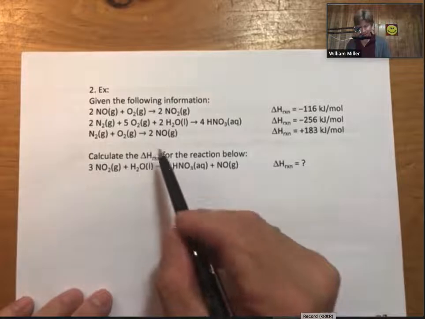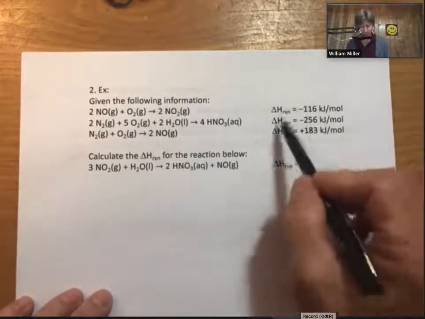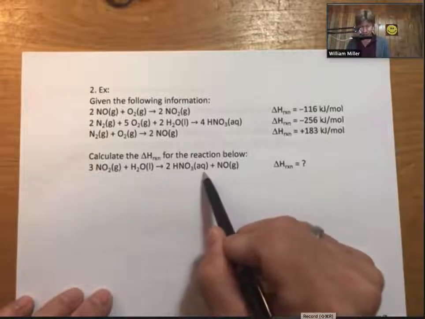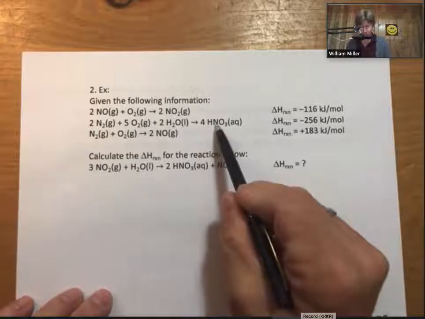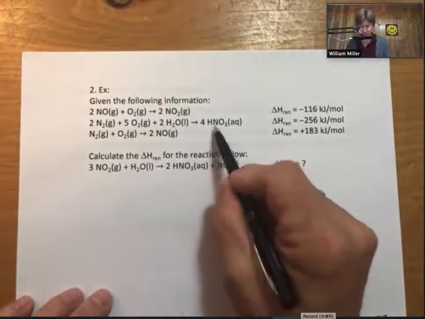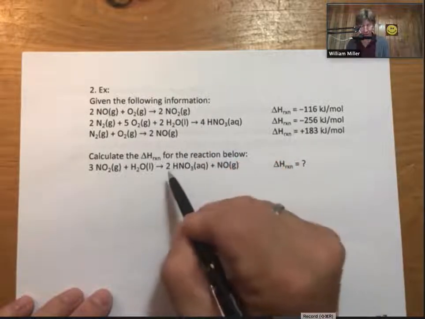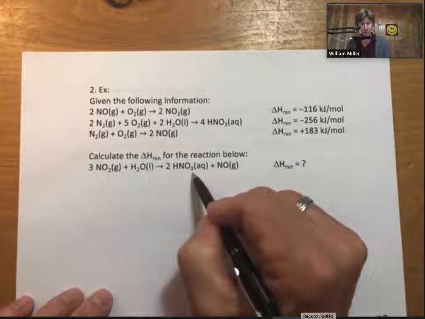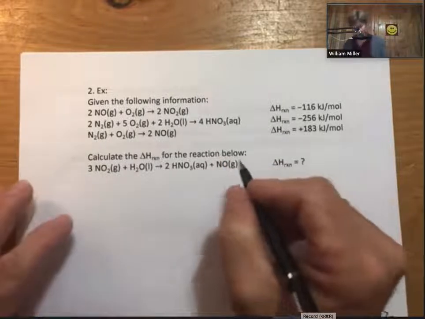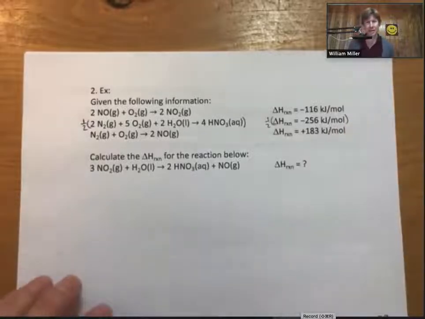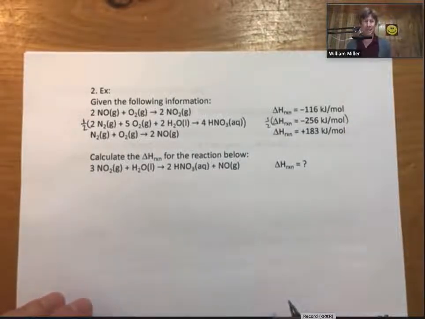It looks like this. When I look at the reactions that I'm given, I'm going to key in on this two HNO3 aqueous, two nitric acids. Up here, I have four nitric acids, and it's the only place that nitric acid appears. So I have to make the coefficient of four into a coefficient of two in order to use these reactions to build my unknown. What that means is I'm going to have to multiply this reaction times half, and I'm going to have to multiply the delta H times half as well.